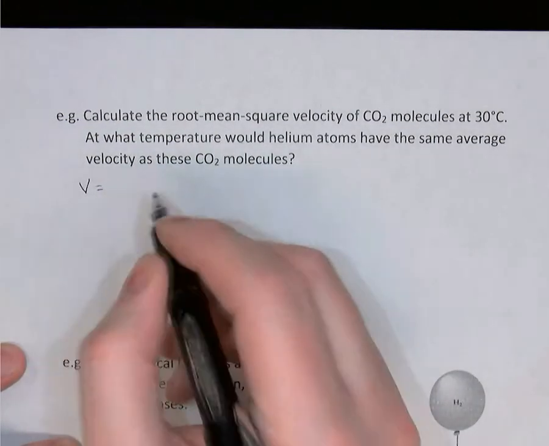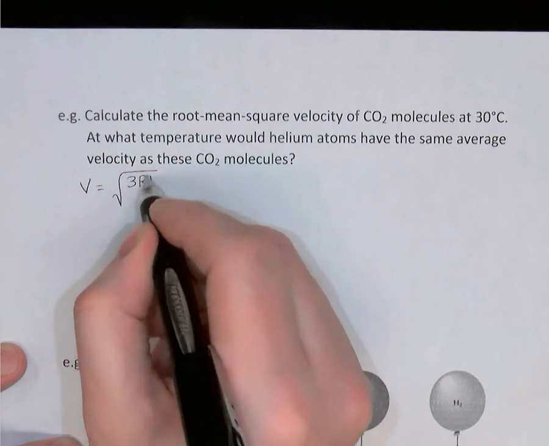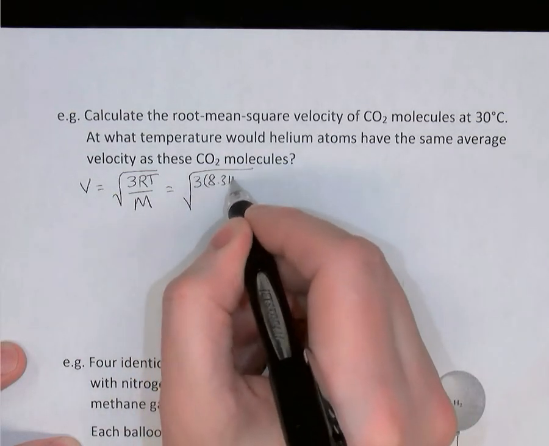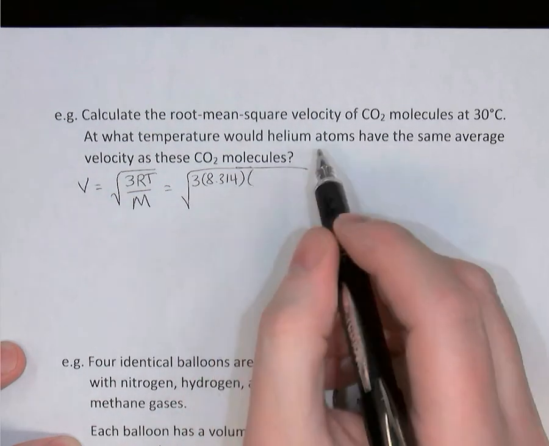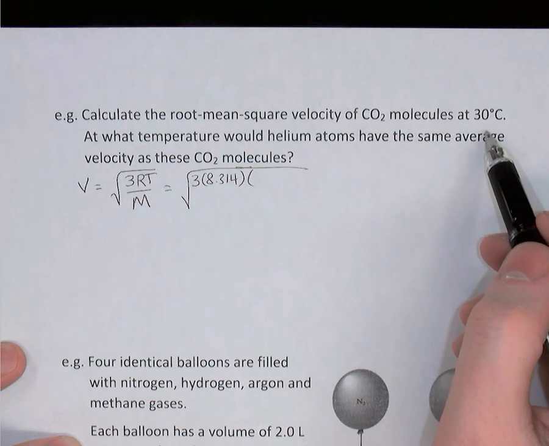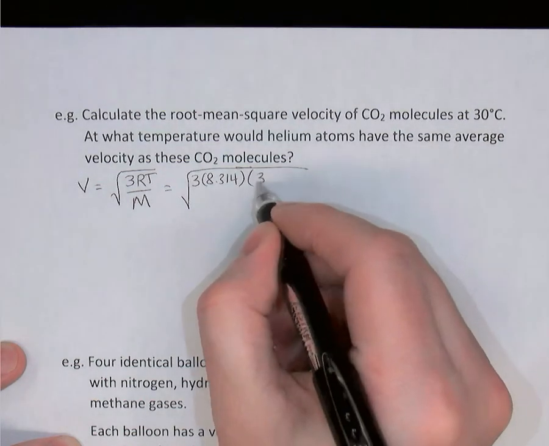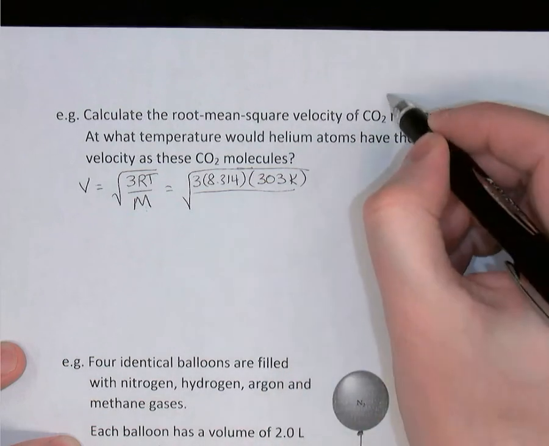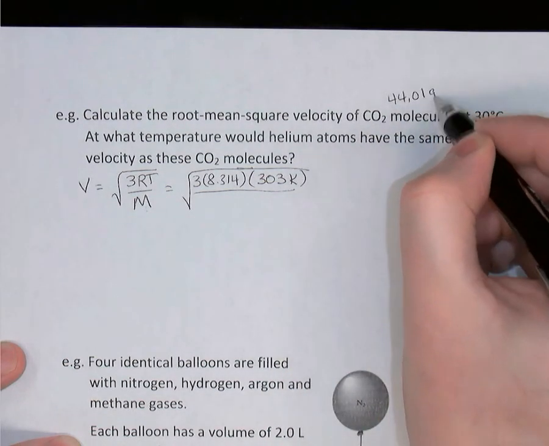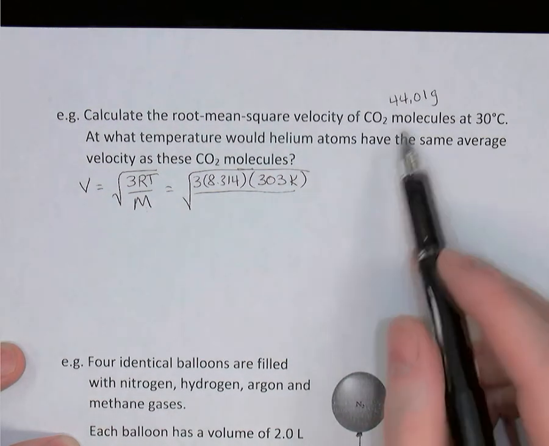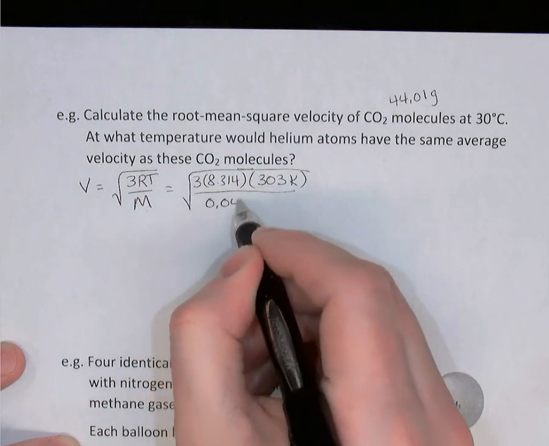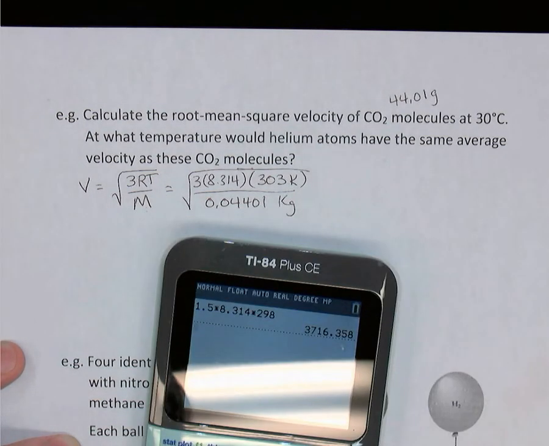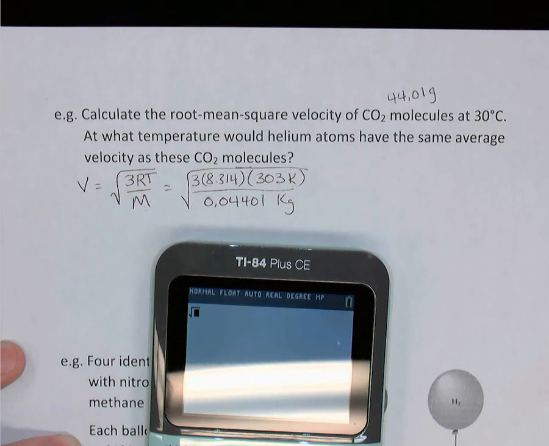So v, the average velocity, was equal to the square root of 3RT over molar mass. So that's going to equal the square root of 3 times 8.314, the SI version of R. The temperature in Kelvin, we take this Celsius temperature, 30 degrees, we add 273, and we get 303 Kelvin. And then the molar mass of carbon dioxide, if you look it up on a periodic table, it'll be 44.01 grams. But we need to use kilograms, so we'll divide that by 1,000, and we get 0.04401 kilograms per mole.